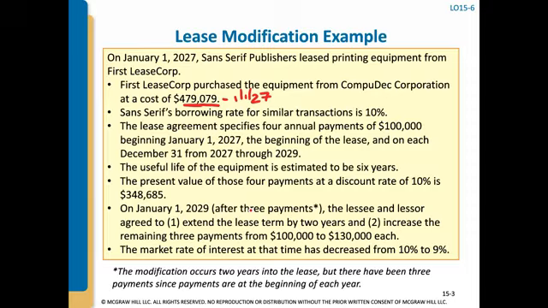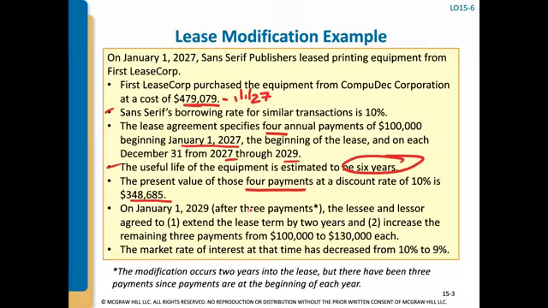Sans Serif's borrowing rate for a similar transaction is 10%. The lease arrangement specifies 4 annual payments of $100,000 beginning January 1, 2027, the beginning of the lease, and on each December 31st from 2027 through 2029. The useful life of the equipment is estimated to be 6 years. Again, this will come into play later. The present value of those 4 payments at a discount rate of 10% is $348,685.